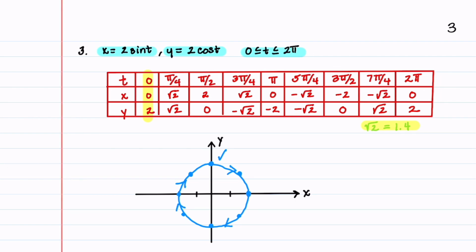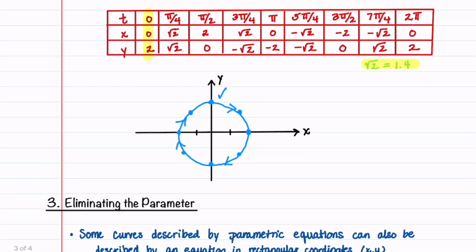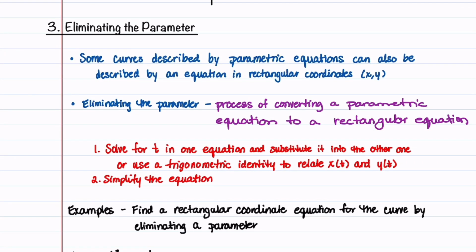This plane curve is a circle, and a circle can also be written in terms of rectangular coordinates. This brings us to our next topic called eliminating the parameter. As we just saw, some curves described by parametric equations can also be described by an equation in rectangular coordinates. Eliminating the parameter is the process of converting a parametric equation to a rectangular equation.